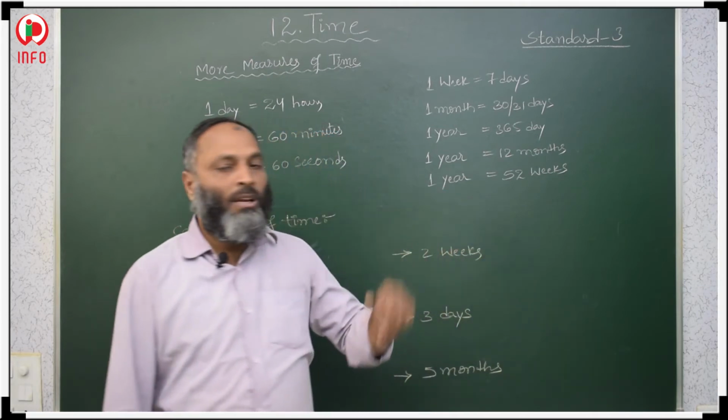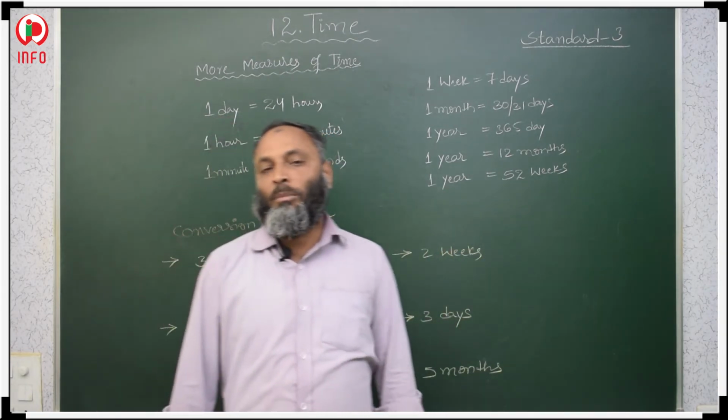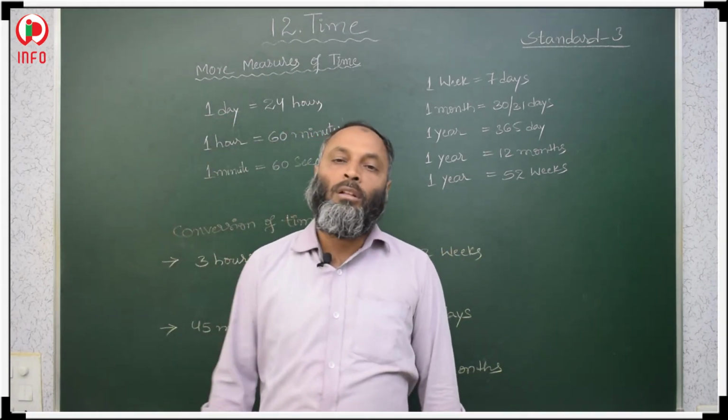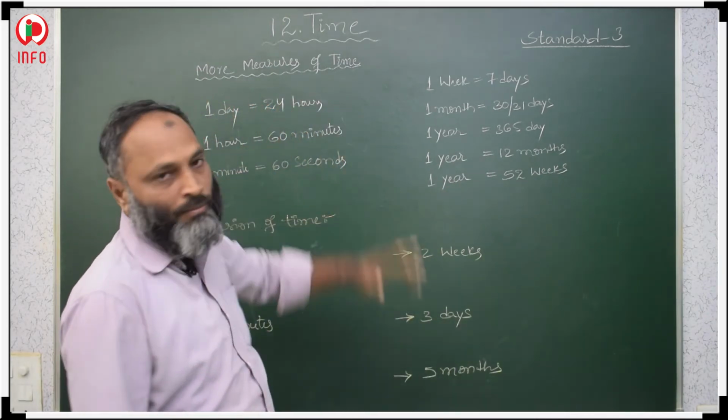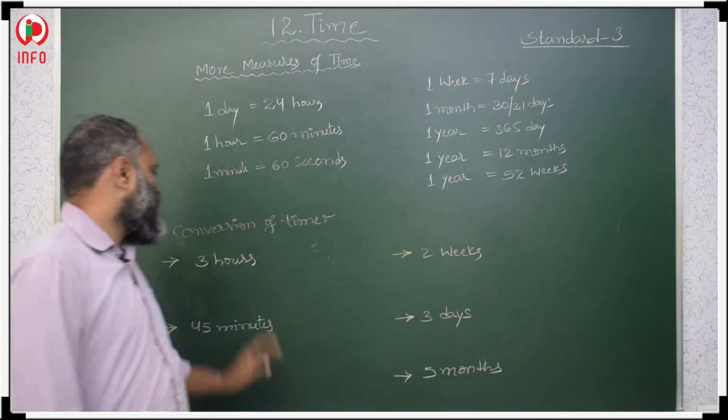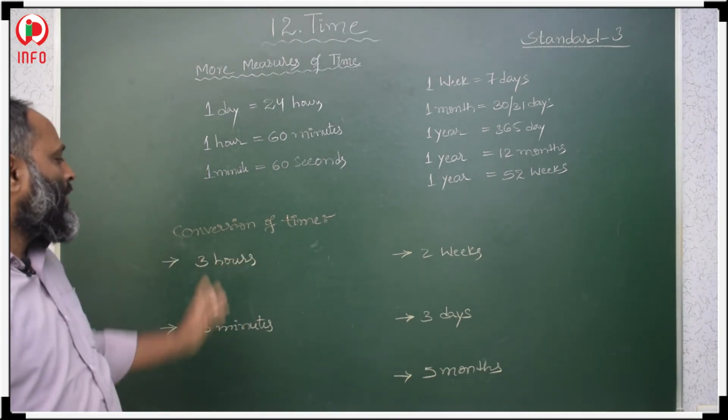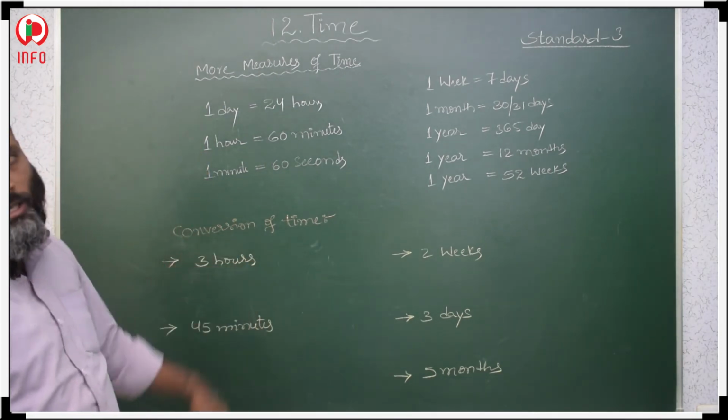So in 1 year we have 52 weeks. Total how many weeks? 1 year has 52 weeks. This is about our more measurements of time. Here some measurements are given, so we have to convert them into whatever unit is asked.